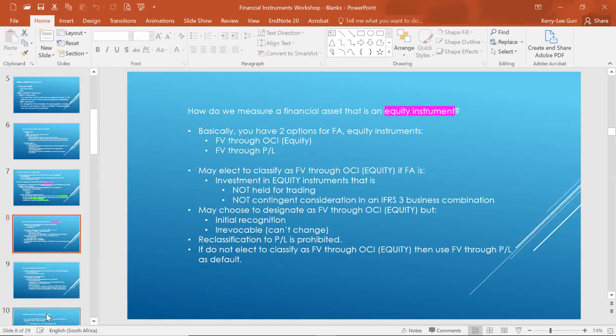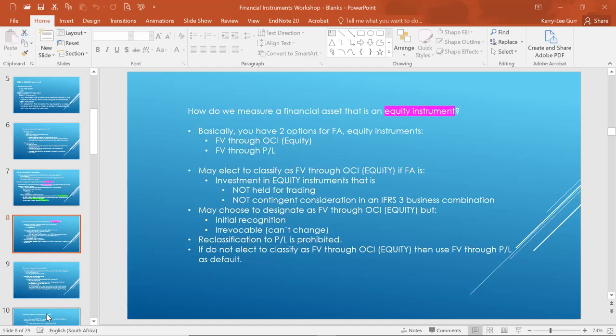They might ask you perhaps, as the accountant providing advice to this client, can they classify this financial asset that is shares as fair value through OCI? And then you need to be able to advise them and say, well, an investment in equity instruments that is not held for trading and not a contingent consideration within a business combination, then yes, they can use fair value through OCI equity as a measurement model. So not held for trading means it's not going to be something that's held for trading, not included then on the JSE for trading, that type of thing.